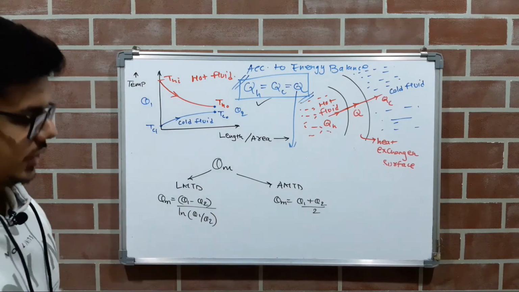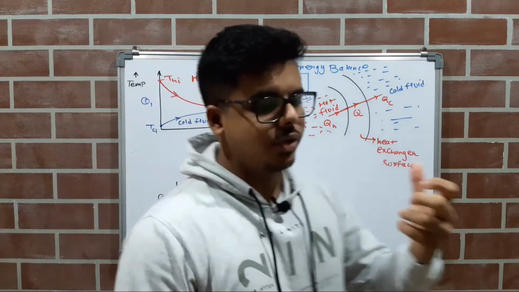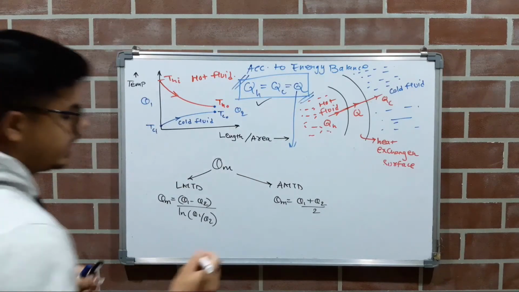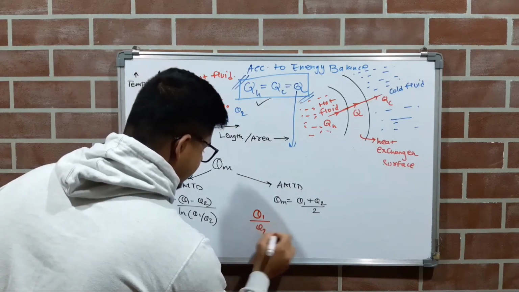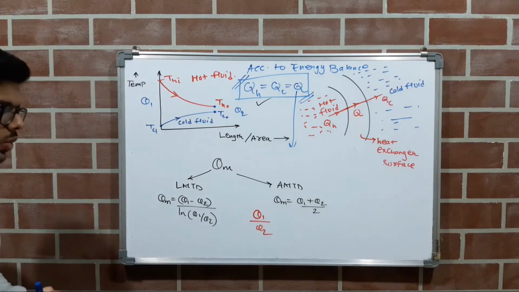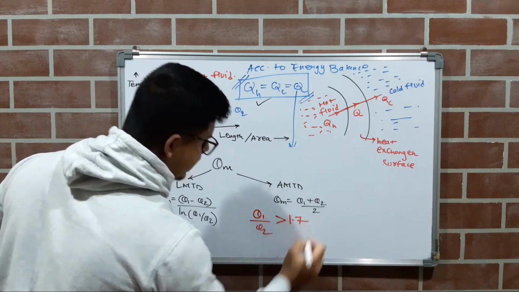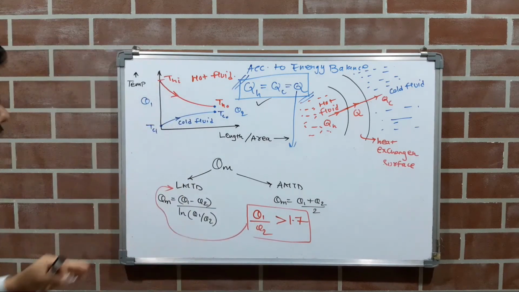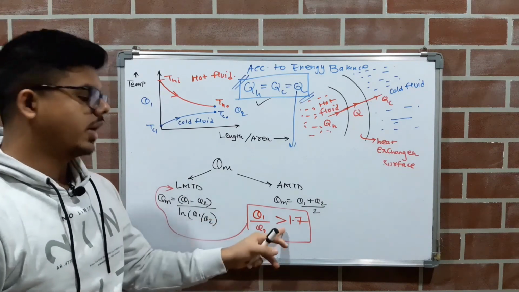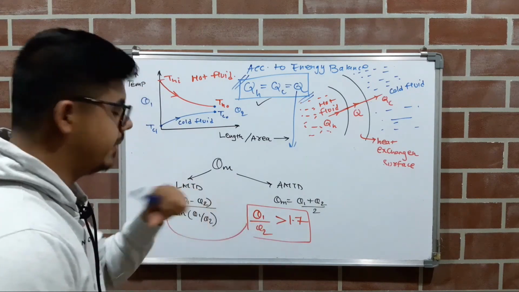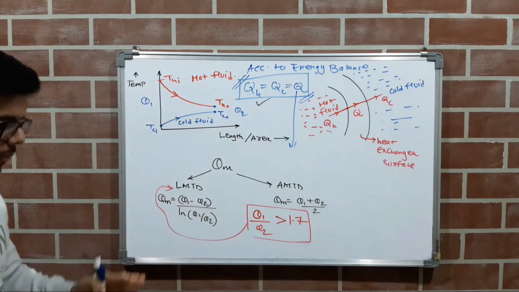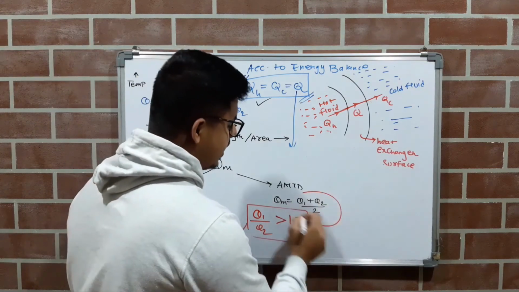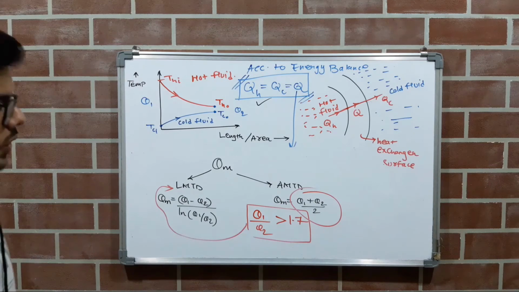So these are the two approaches. Now you will think about when to use them. Whenever the ratio theta 1 upon theta 2 is greater than 1.7, always use this LMTD approach, the logarithmic mean temperature difference. If the ratio is less than this, then use AMTD directly. You just have to take the mean, or the average, of the two temperatures.